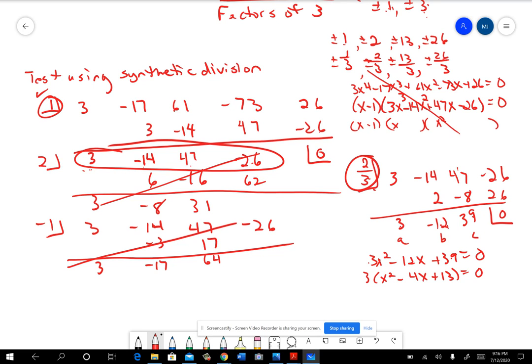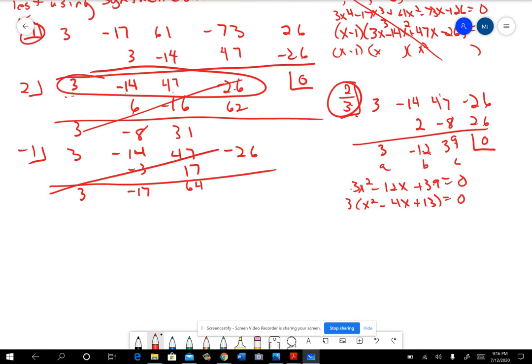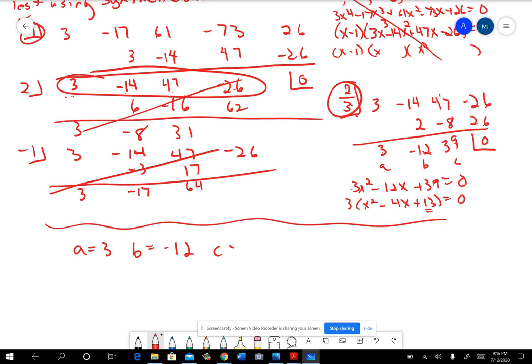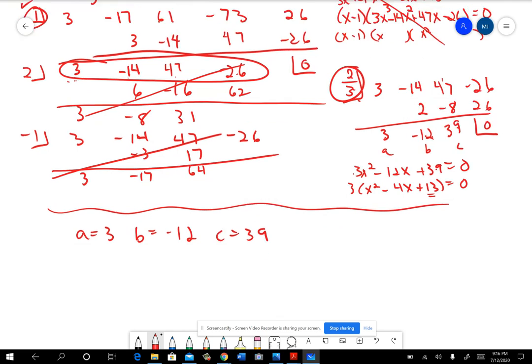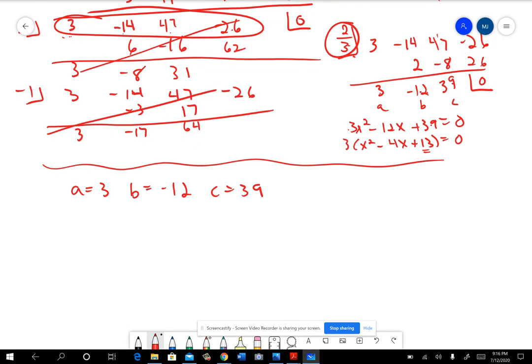Okay, but once I do that, what I have left, I can tell can't be factored. There's no way to break up 13 and get a 4 in the middle. All right, so what we're working on right now then is we're going to work on letting A equal 3, B equals -12, and C equal 39, and we're going to solve using the quadratic formula.